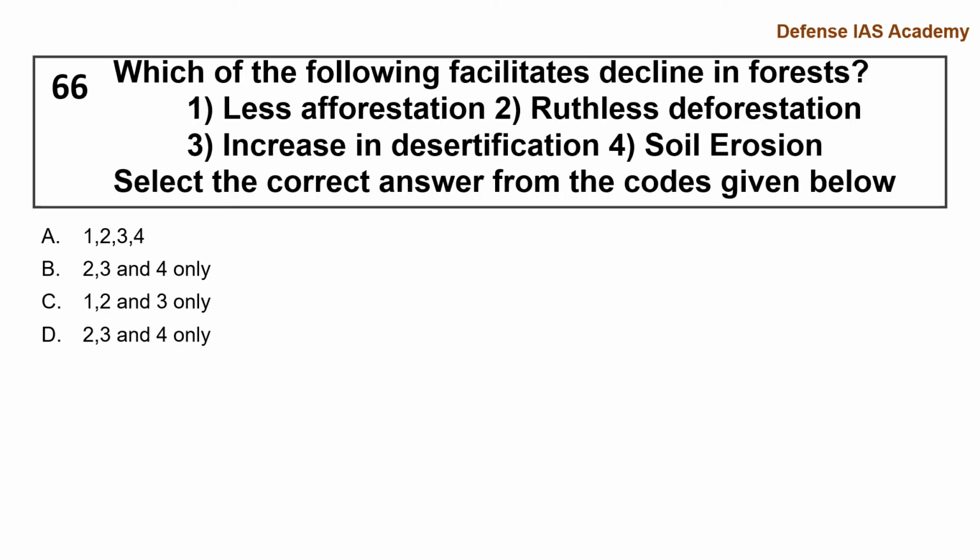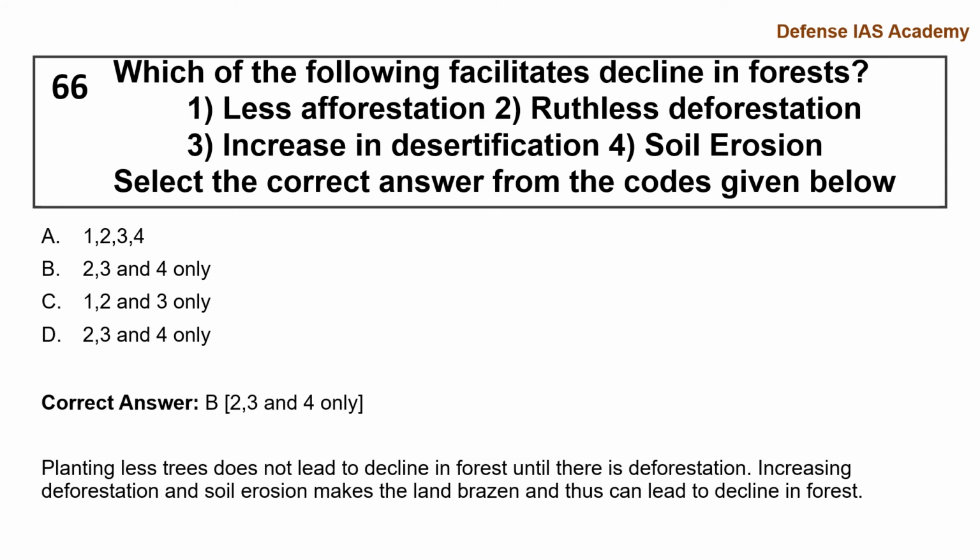Next question. Which of the following facilitates decline in the forest? 1. Less afforestation. 2. Ruthless deforestation. 3. Increase in desertification. 4. Soil erosion. Select the correct answer from the codes given below. The correct answer is option B, 2, 3 and 4 only. Planting fewer trees does not lead to decline in forest until there is deforestation. Increasing deforestation and soil erosion makes the land barren and thus can lead to decline in the forest.